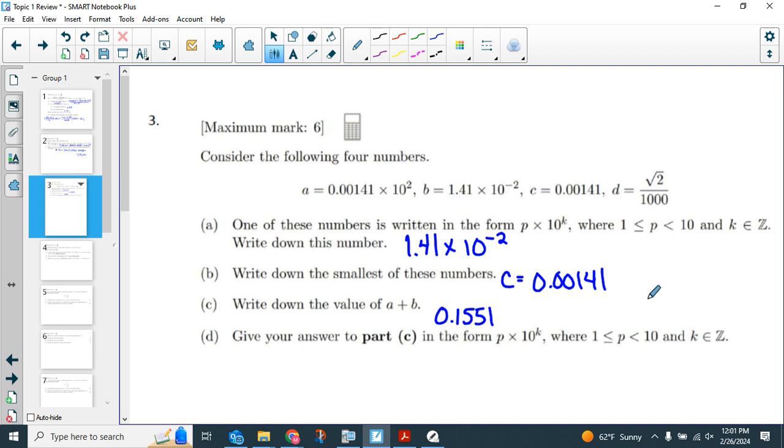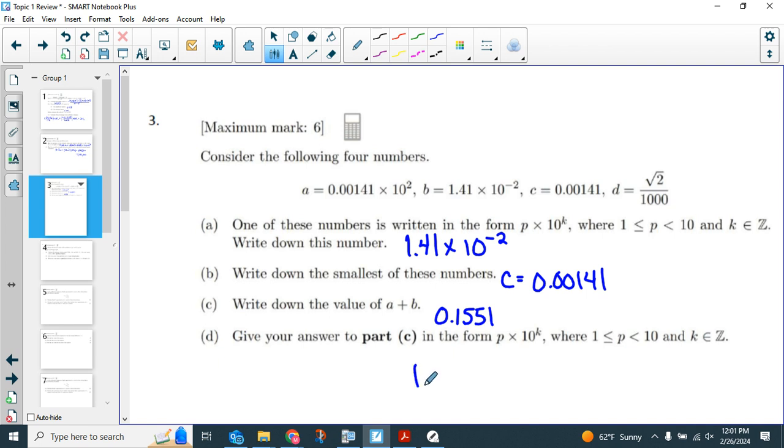All right, now, you probably should show your work. Like, I would actually show this plus this, just in case you make some silly mistake, just so you can get some partial credit. But for time purposes, I'll try to get through as much as I can here. All right, give your answer to part C in scientific notation.